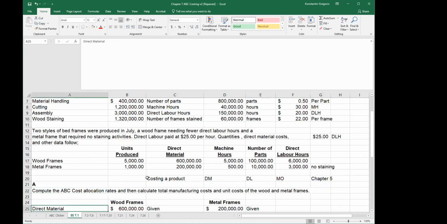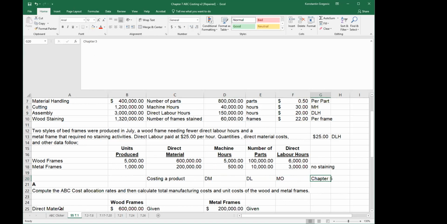So our first step, we have to start with the direct materials, right? So wood frames, where do I get the 600,000? It's given, it's up here on direct material. Yes, 600,000, good. Metal frames, it's given as well. You asked why it says chapter 5 there. What chapter was job costing? Hold on, let me grab my textbook here. Yeah, chapter 5 is job costing. So in chapter 5, remember we talked about direct materials, direct labor, and manufacturing overhead, right?